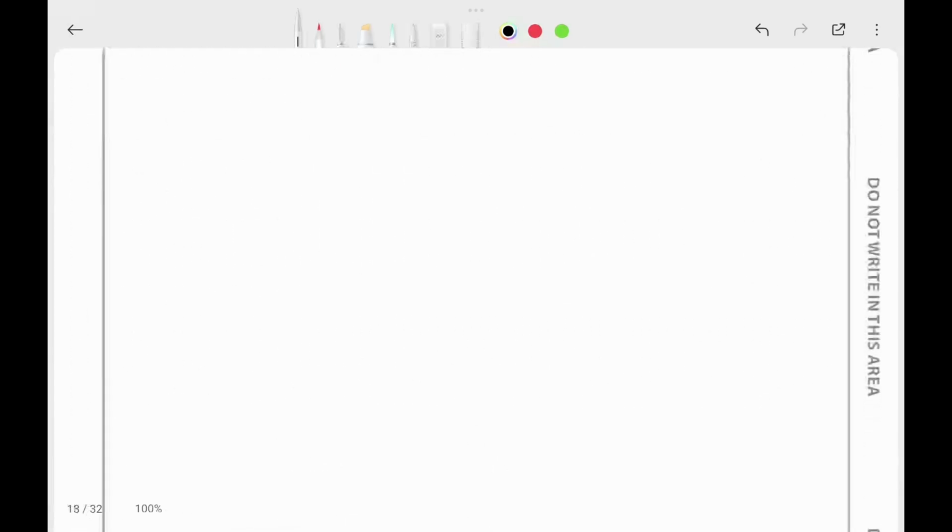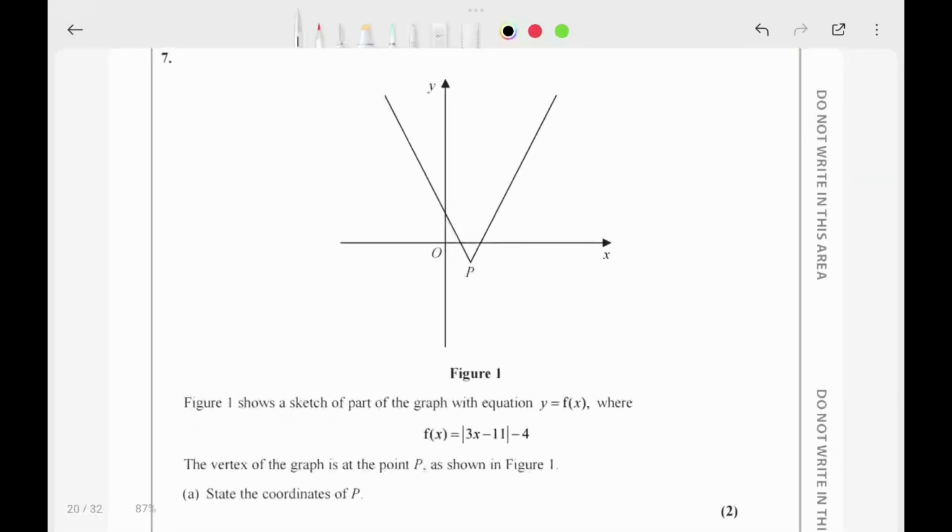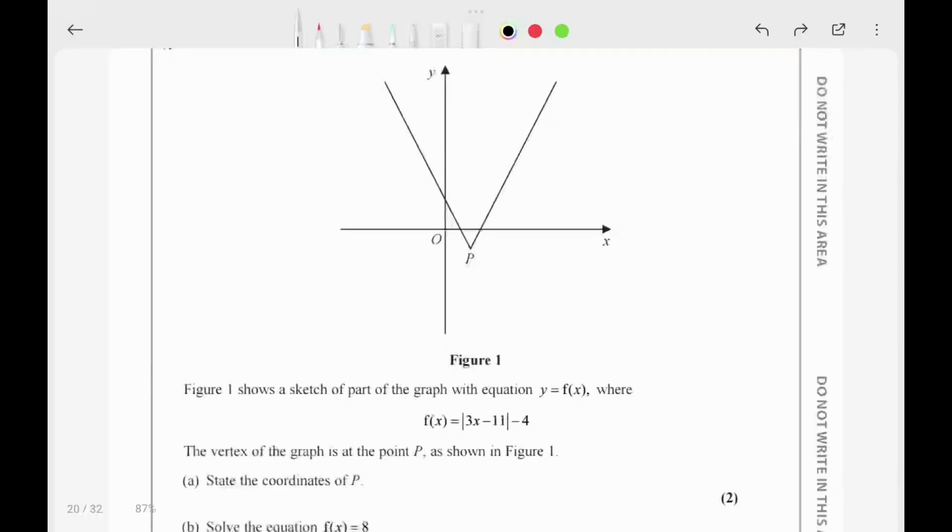So let's move on. So question number 7 shows us the figure shows a sketch of part of the graph with equation y is equal to f of x, where f of x is equal to absolute value of 3x minus 11 minus 4. The vertex of the graph is at the point P as shown in the diagram. So this is the vertex. State the coordinate of P.